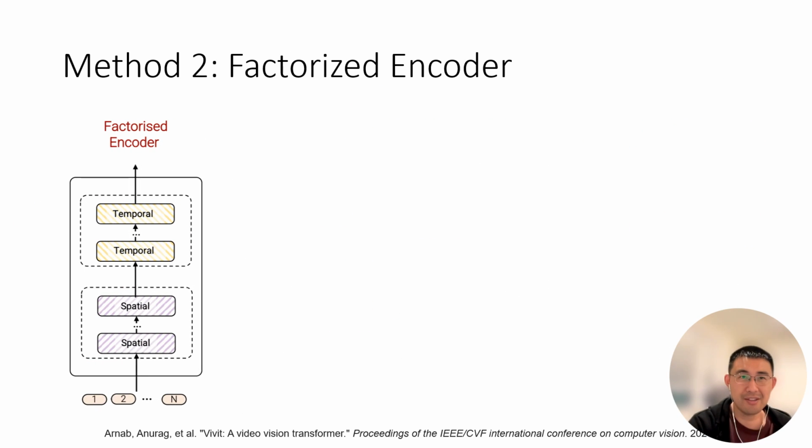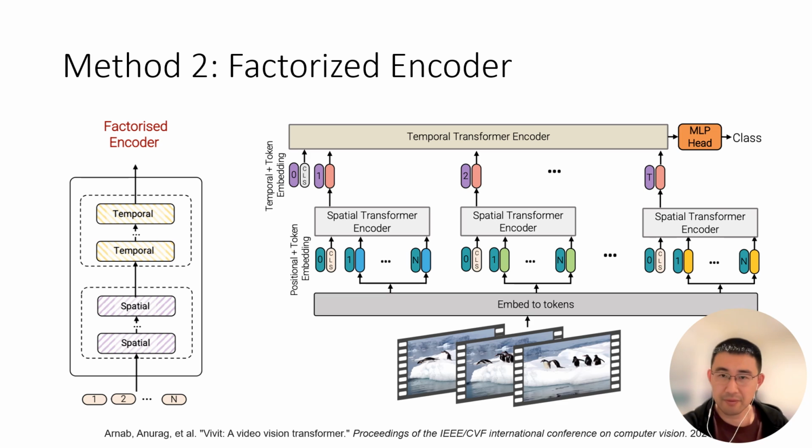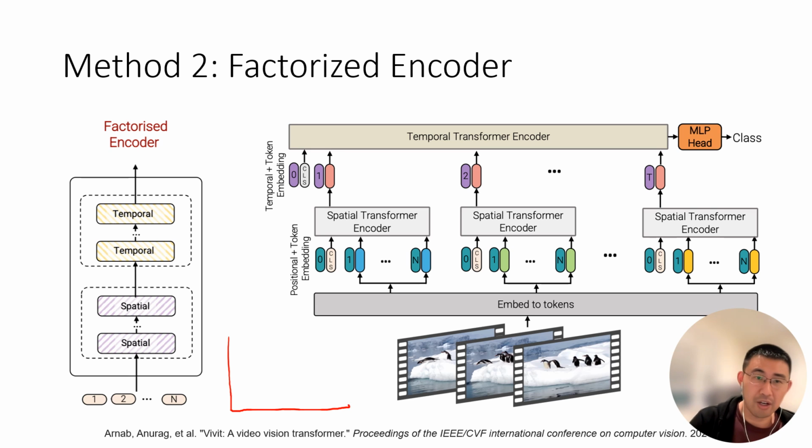So this is method 2, the factorized encoder. Instead of just doing the attention on space and time altogether, it's going to look at all the encoders for spatial first, and then look at all the encoders on the temporal component second. So what it means is, to my understanding, and please let me know, because I checked some of the raw code online to understand this. If my understanding is different from yours, please leave a note and let me know.